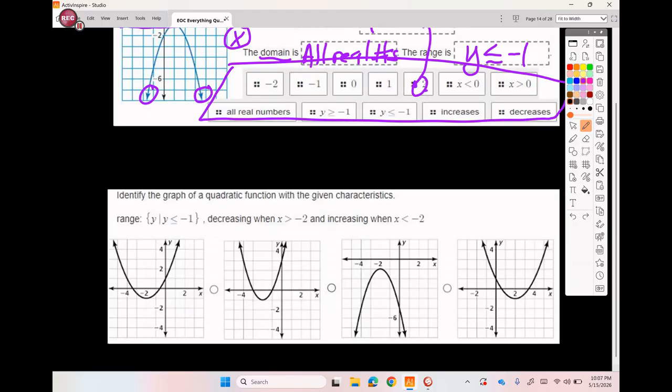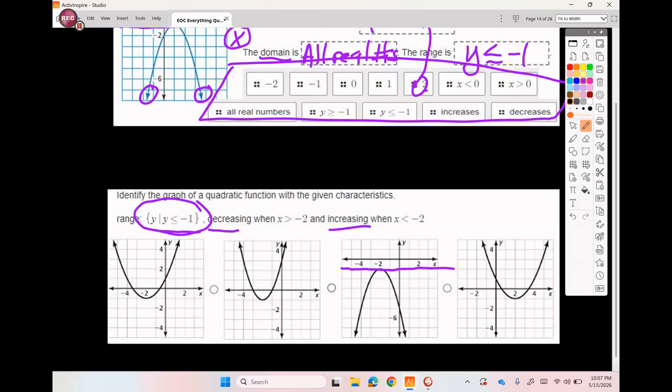So here you can use this one as like a practice question, right? But it's the same concept as we talked about in the front. I'll just kind of brush up on it, right? Increasing and decreasing. So they're saying the range is less than or equal to -1. So you know it has to be a graph that opens down. So already we know that's the answer because that's the only graph that opens down.